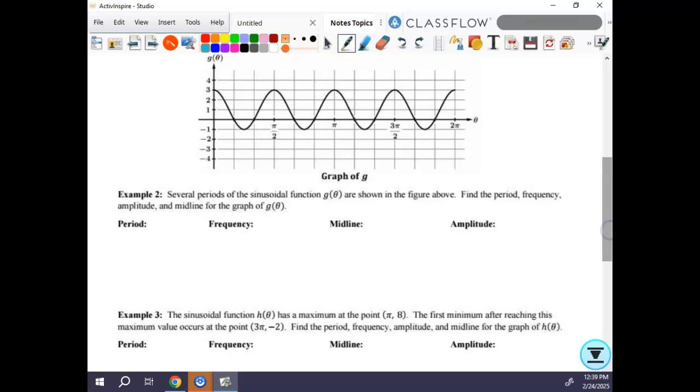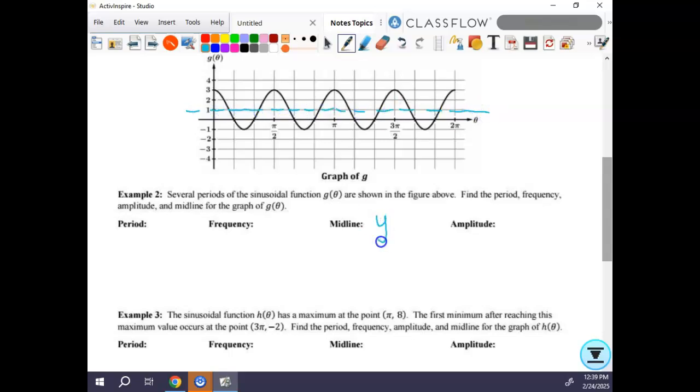Go ahead, I'm going to give you a second. I want you to figure out where you think the midline is. So who wants to be brave? Where do we think it is? Y equals 1. Thank you for the y equals. Very good. I do agree with the y equals 1.